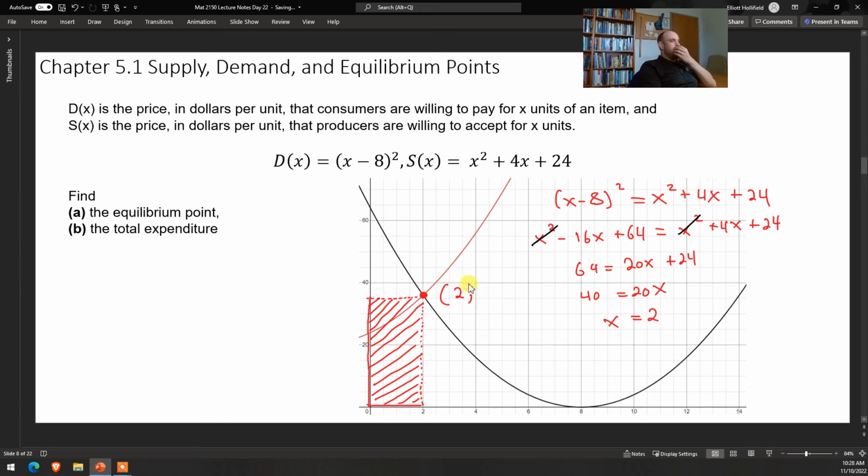So we know the number of units produced will be 2, and we need to figure out what this height is, which we can get by plugging this back into either function. Let's use D. Plug it back in. We get 2 minus 8 squared, that is minus 6 squared, which is 36.